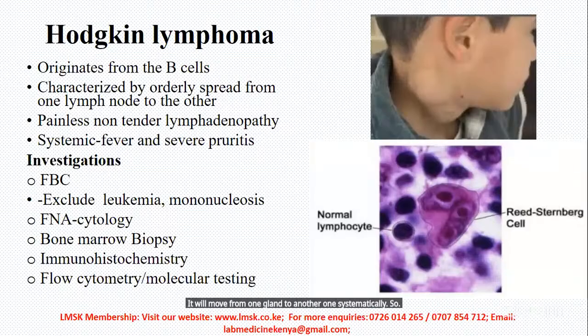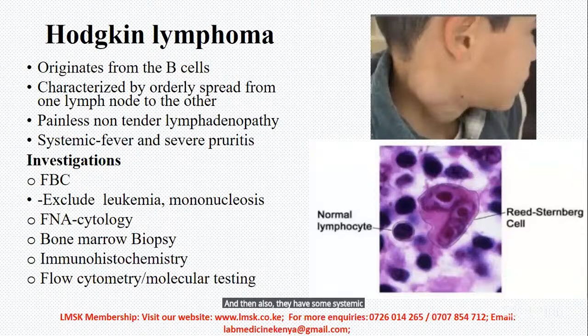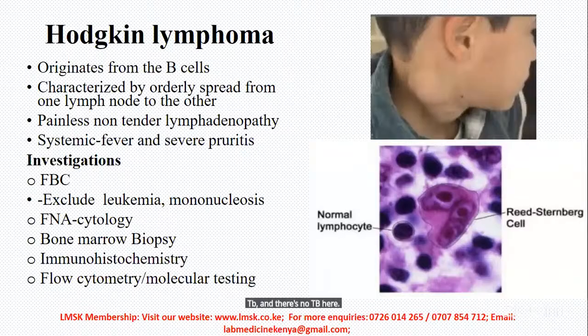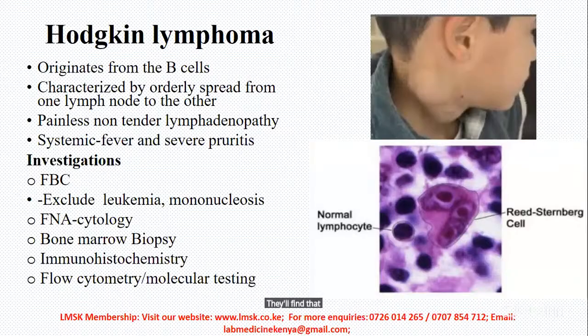So the patient presents with a painless, non-tender, meaning it's not painful, lymphadenopathy. And then also they have some systemic fever and severe pruritus. They itch. But what's very important here is that we also need to sensitize most of our clinicians, because such patients are treated for TB, and there's no TB here. Even if they have done GeneXpert and sputum, there's nothing that they are going to find. But after you do a fine needle aspirate or a biopsy on this lymph node, they'll find that it has very special features.